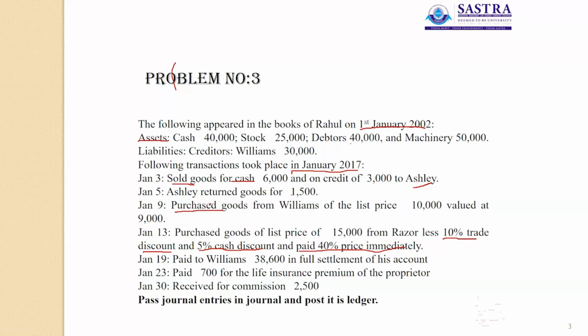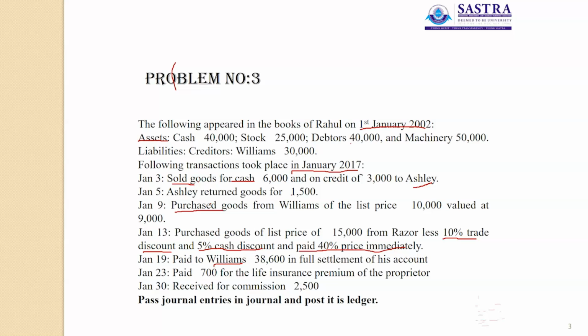Then January 19, paid to Williams 38,600 in full settlement of his account. Here you have paid cash to Williams. What are the accounts involved here? One is William account and another one is cash account. William is the receiver, so William account will be debited, then cash goes out of the business, so that account will be credited.